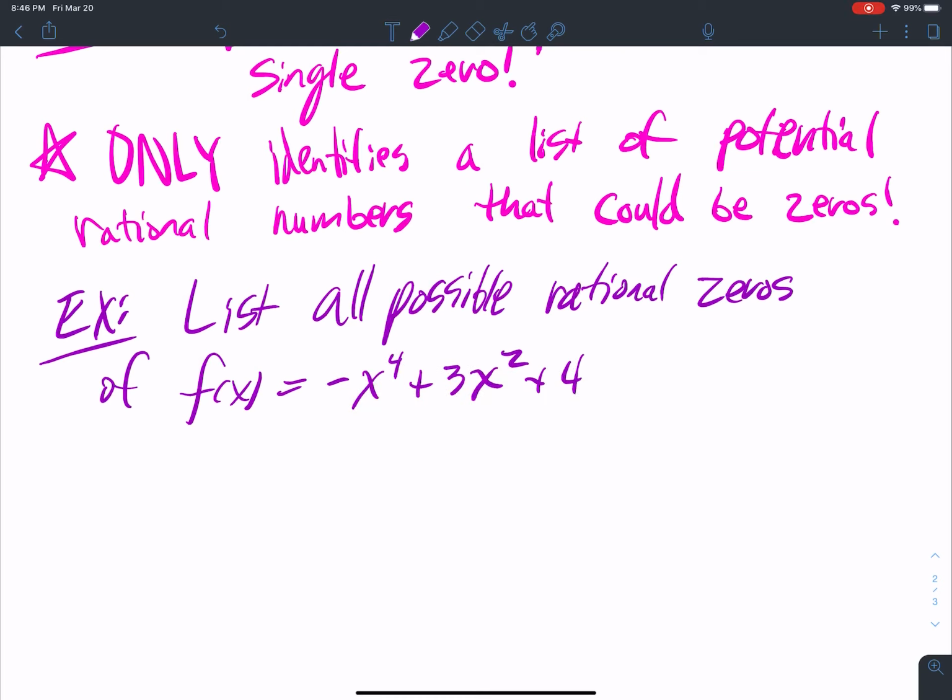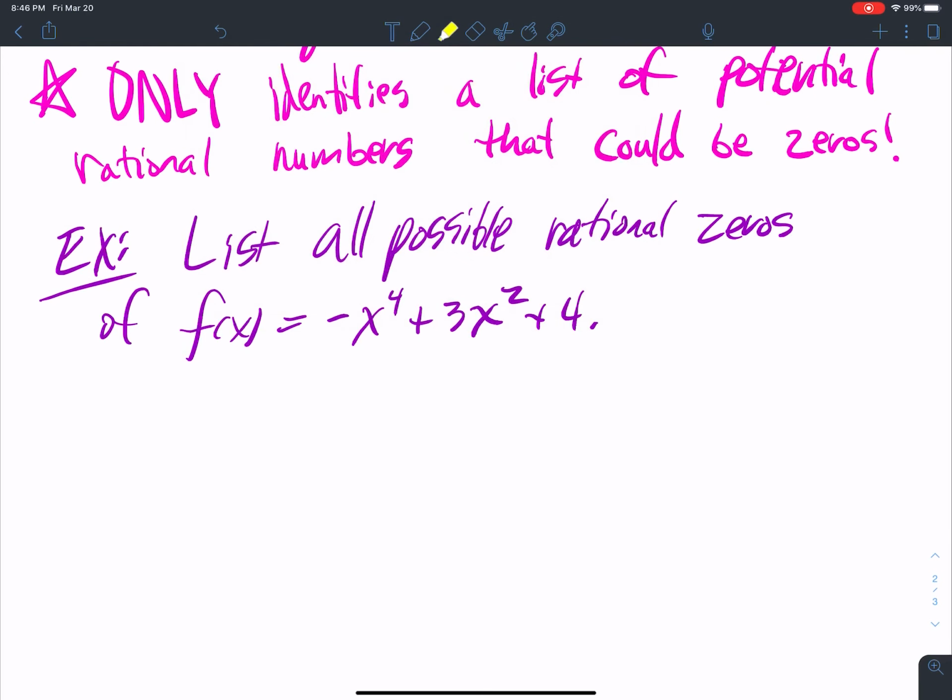Now, what do I know? My two important numbers here are the lead coefficient and the constant. So the constant term is equal to 4. The lead coefficient is equal to, well, it's understood if there's no number in front, it's understood to be a 1, so that's a negative 1. Okay?